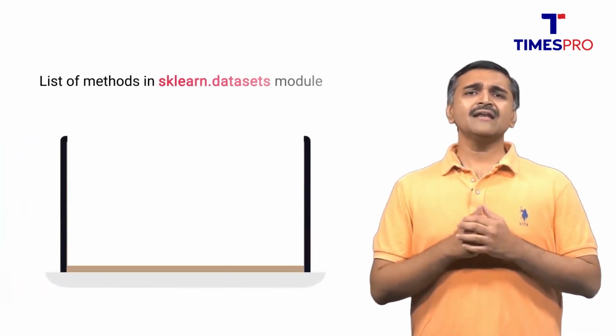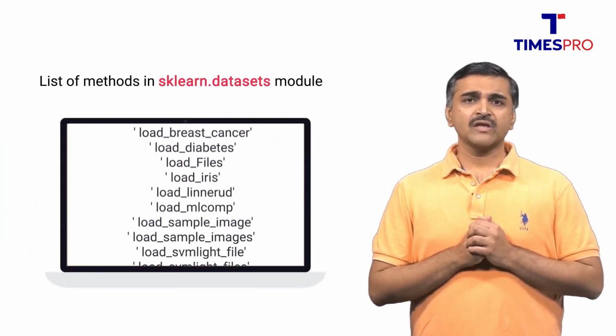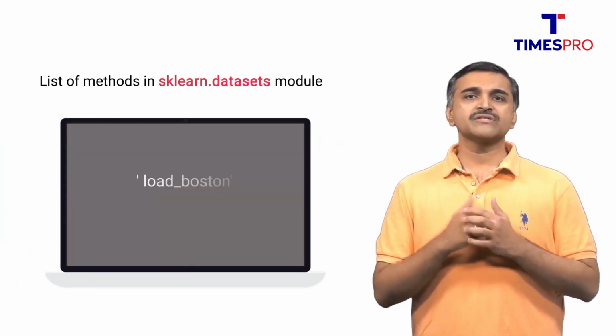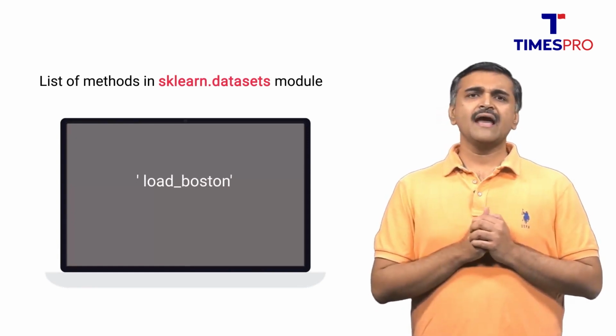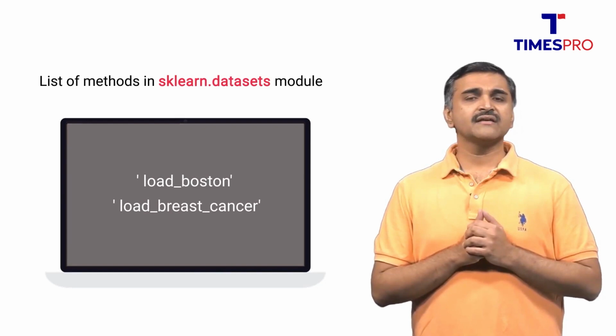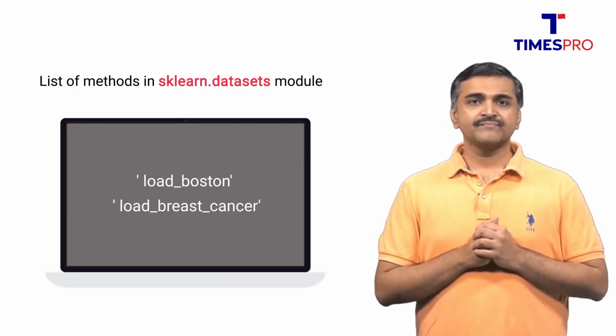Here are the list of methods in Scikit Learn datasets module. For instance, the load_boston method is going to load the Boston dataset, and load_breast_cancer is going to load the breast cancer dataset.